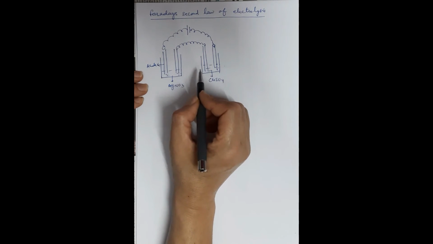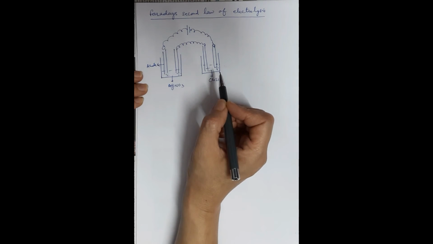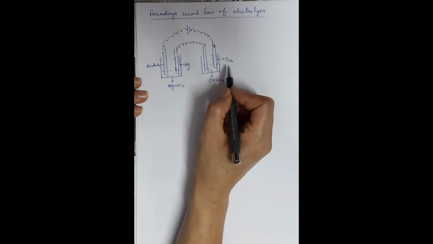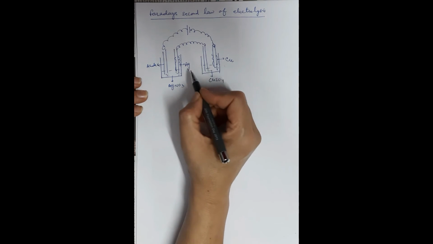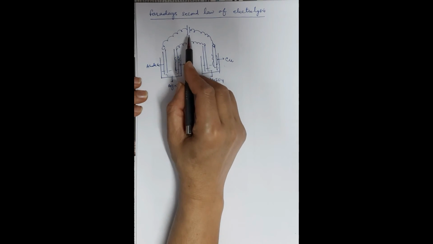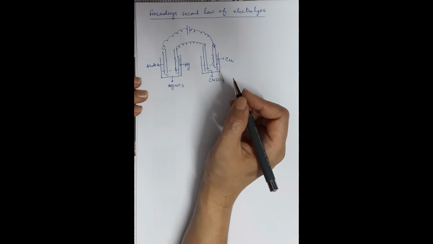That is why we say that the same amount of charge passes through both of them, and that happens in the series connection. Children, what do you think about the deposition of masses of silver and copper at the electrode? Are they the same? The amount of electricity passed is the same, but the masses are not the same. Why?